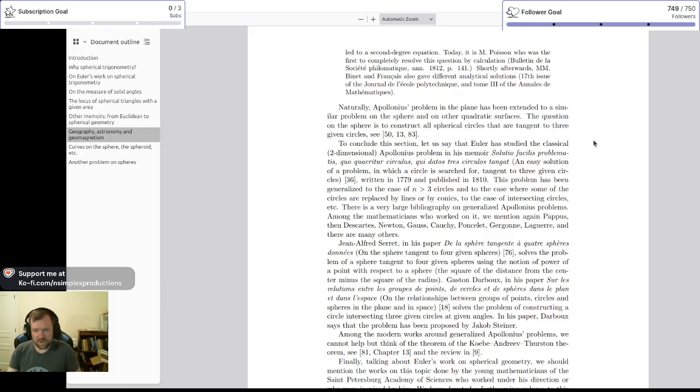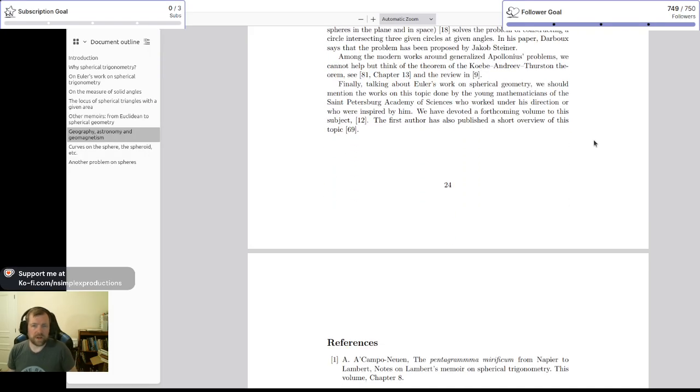Among the modern works around generalized Apollonius problems, we cannot help but think of the theorem of Koebe, Andreev, Thurston, and so on. Finally, talking about Euler's work on spherical geometry, we should mention the works on this topic done by the young mathematicians of the St. Petersburg Academy of Sciences who worked under his direction or were inspired by him. We have devoted a forthcoming volume to this subject. The first author has also published a short overview of this topic.